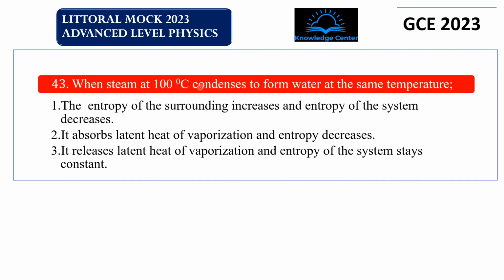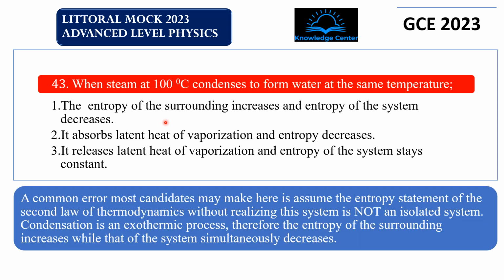And so the entropy of the system decreases. But because it's exothermic, the gas molecules around that system gain heat because the steam is losing heat to the surrounding, right? So they gain heat and they become more disorderly. So the entropy of the system reduces while that of the surrounding increases. That's why 1 is correct. And so our answer there is C, 1 only.